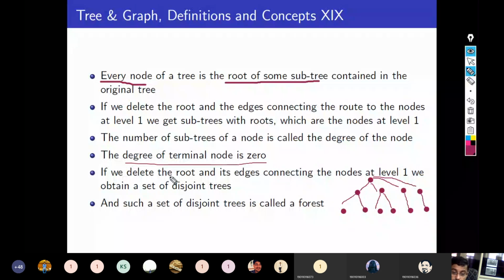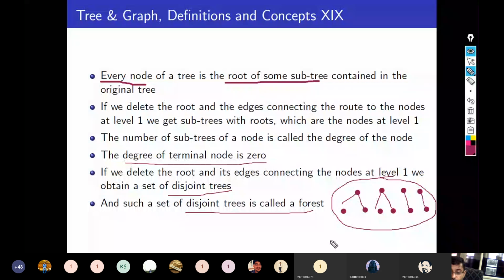If we delete the root and its edges connecting the nodes at level 1, we obtain a set of disjoint trees, right? So let me do this. Let me remove the node and all the edges which are connecting. Then I am getting the 4 subtrees, and this is a set of disjoint trees, right? And such disjoint trees are called a forest. So this is now a forest. This forest means the disjoint set of trees, right?